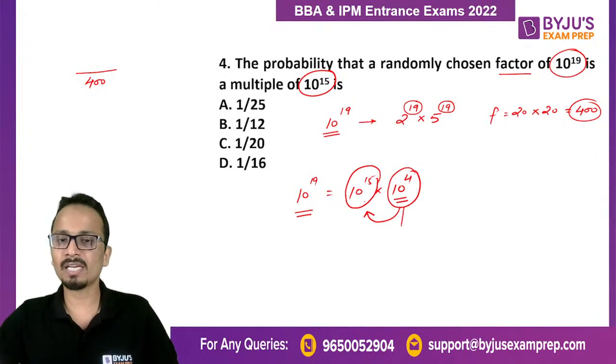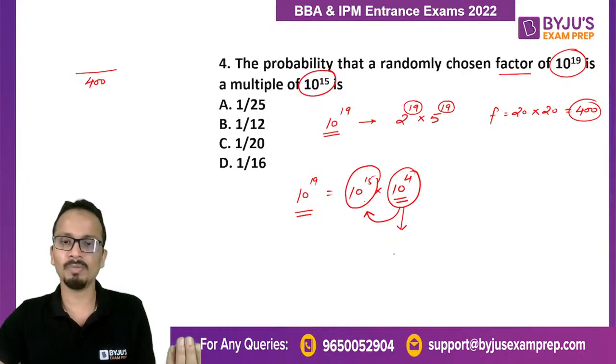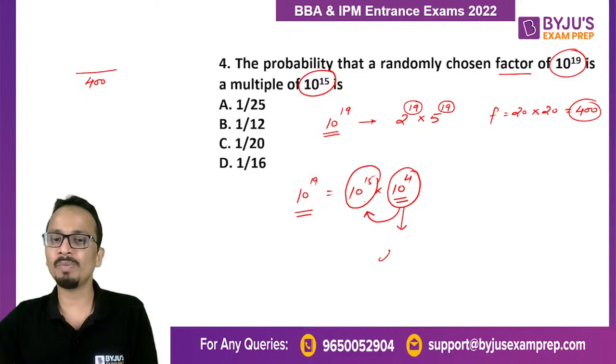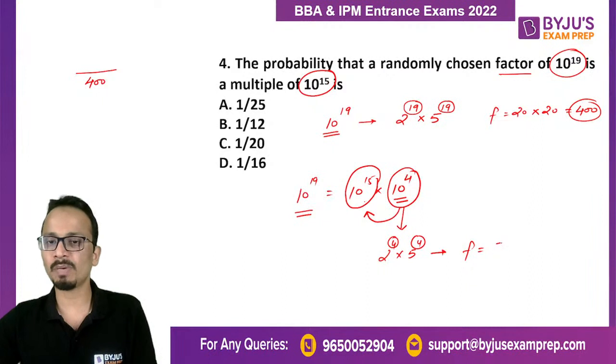Okay, so now what to do is only look at the number of factors of 10 raised to the power 4, because 10 raised to the power 15 we have already taken common. So 10 raised to the power 4 can now be written as 2 raised to the power 4 into 5 raised to the power 4. So the number of factors of this number will be 4 plus 1. Look at the powers, add 1 to each of these powers. So 5 into 5, that is 25.